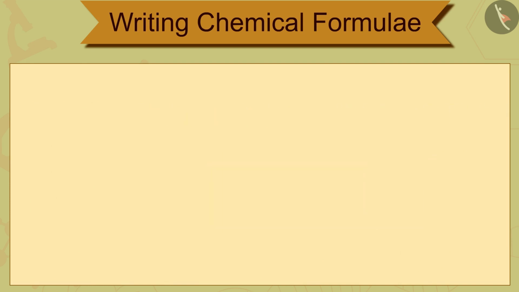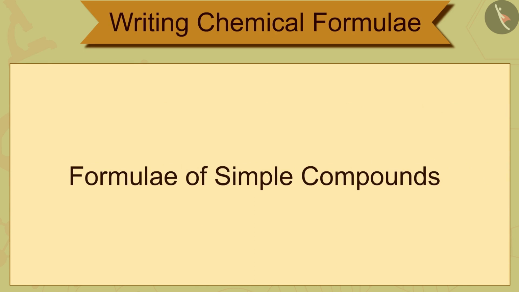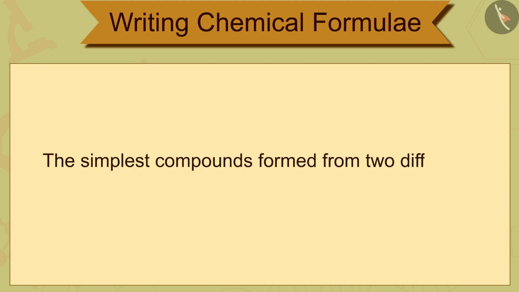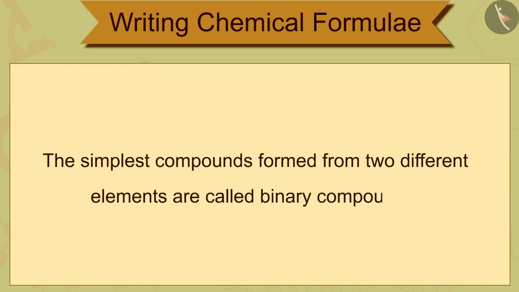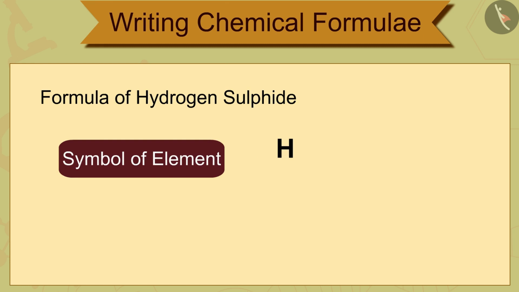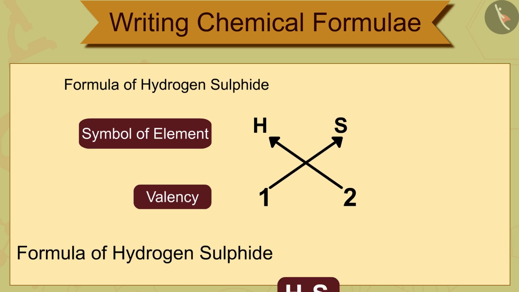Let us now practice writing the formulae of various compounds. First, we will see some examples of writing the formulae of simple compounds. The simplest compounds formed from 2 different elements are called binary compounds. For example, when writing formulae for molecular compounds such as hydrogen sulfide, we first consider the constituent elements hydrogen and sulfur. We can write their symbols H and S and valencies 1 and 2 respectively. After that, valencies of compound atoms can be written by crossover, such as H2S.